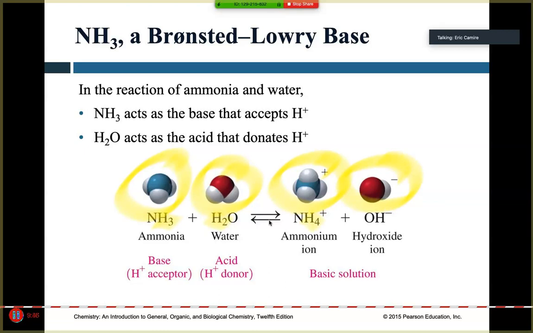And again, if we keep track of our charges, both ammonia and water are neutral, so a charge of 0. We have ammonium, which is a polyatomic ion, has a plus charge. Hydroxide, another polyatomic ion, has a minus charge. So 1 plus minus 1 is still 0. So it's another way to double check to make sure things, we've balanced things or at least interpreted things correctly.